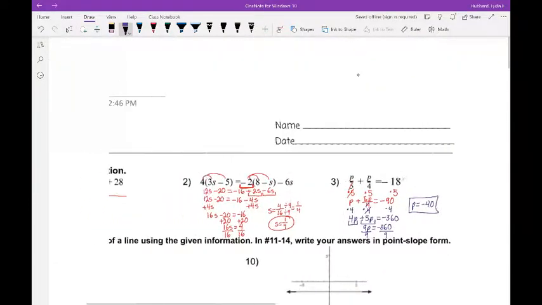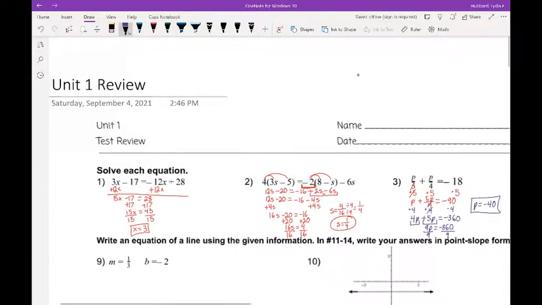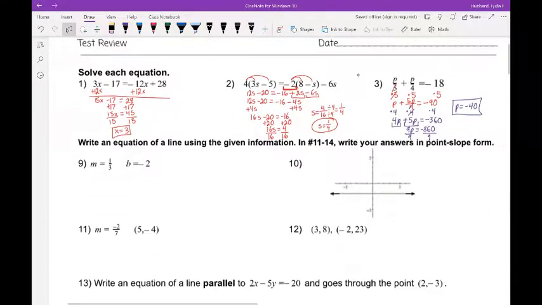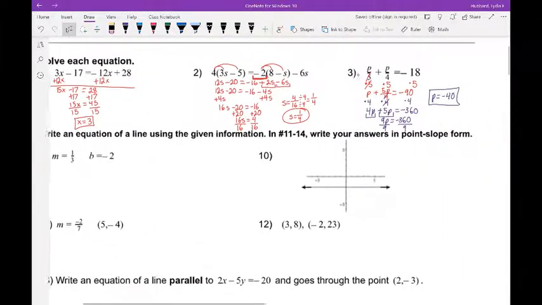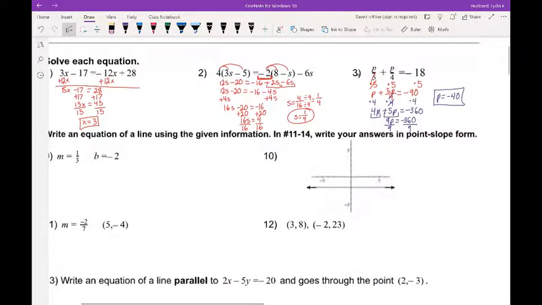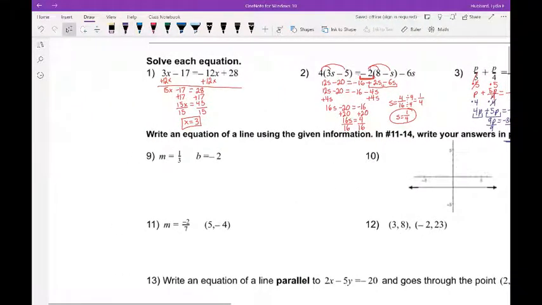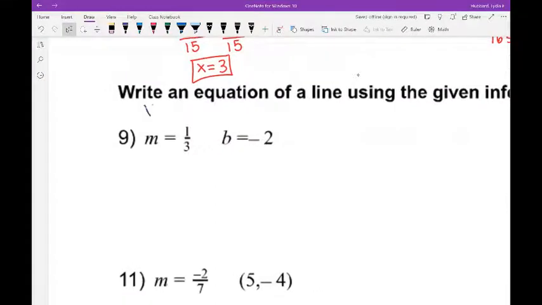So hopefully those weren't too bad. We're just solving equations. Hopefully we know how to do that. So let's move on to some graphing things. So this says write an equation of the line using the given information. Your answers should be in point slope form. So hopefully we remember that point slope form is y equals m times (x minus x1) plus y1.